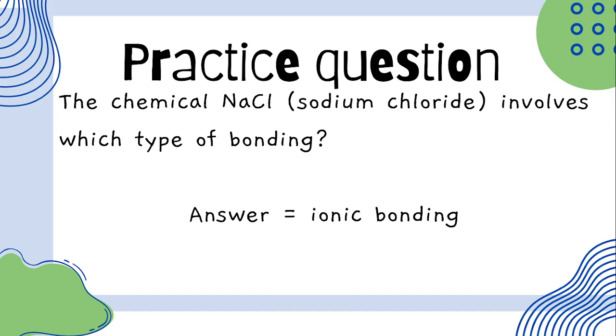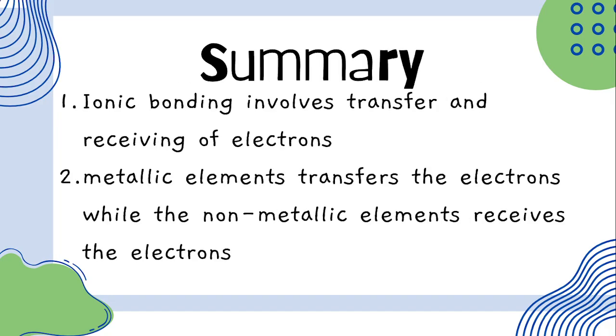So a quick look at the summary. Ionic bonding involves transfer and receiving of electrons. Metallic elements transfer the electrons, while the non-metallic elements receive the electrons.